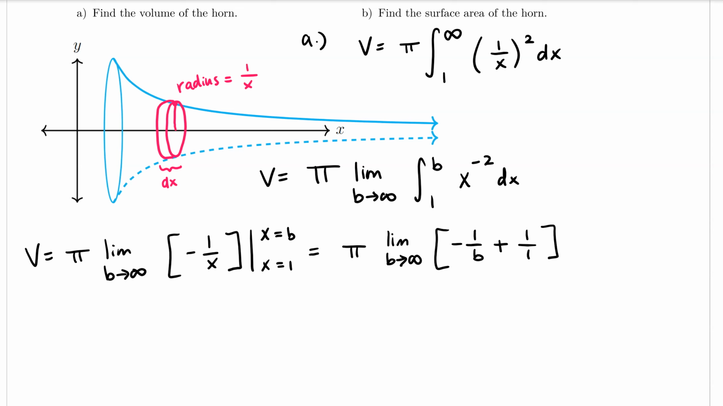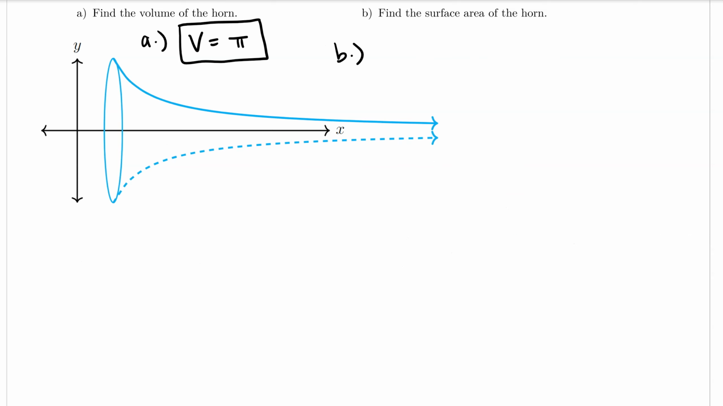Now, what's going to happen as b approaches infinity? We have this fraction here, and as b gets really large, because it's in the denominator, this fraction will go off to 0. And so we'll have pi times 0 plus 1, which is just equal to pi. So our volume for this horn is pi, even though this is an infinitely long horn. Its volume is pi.